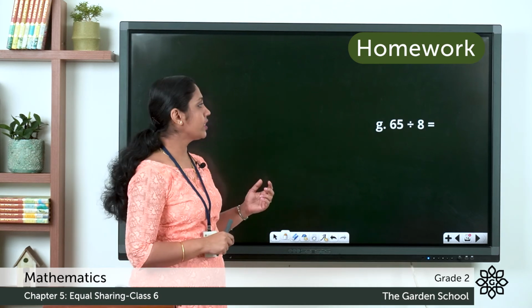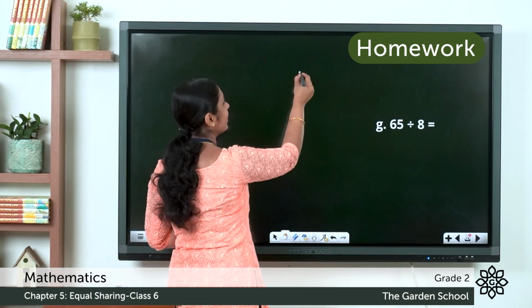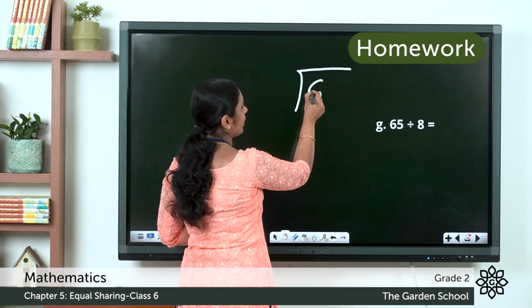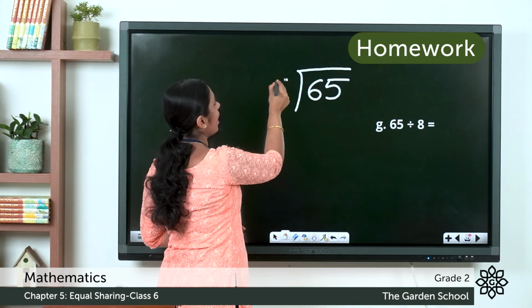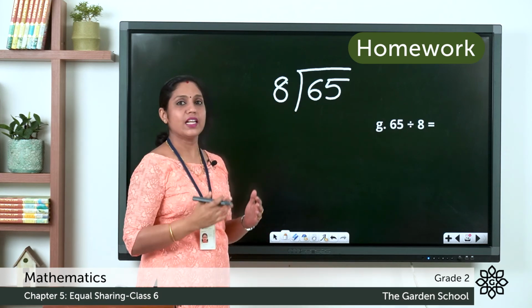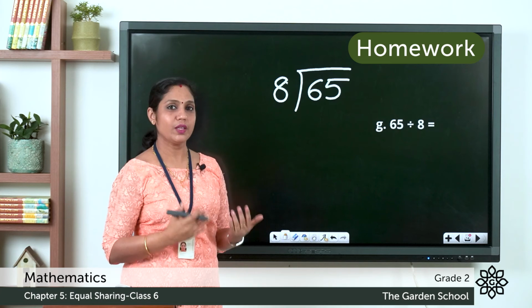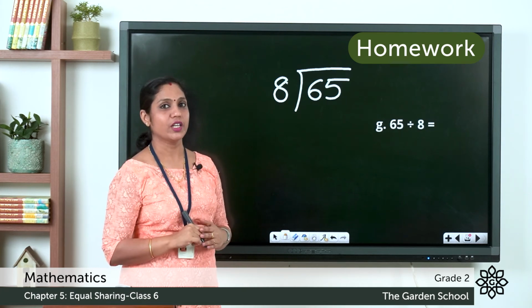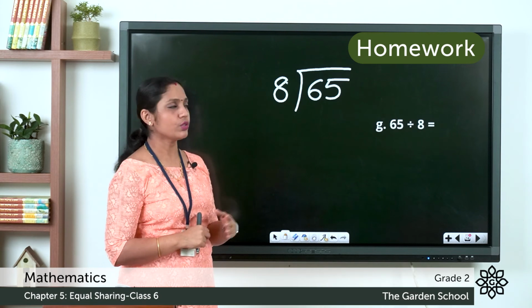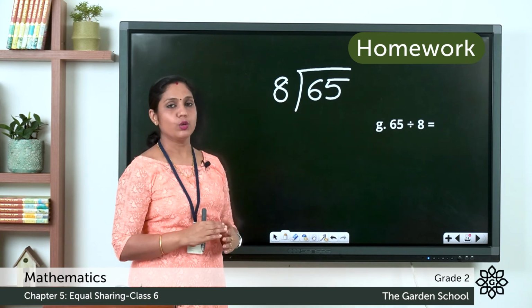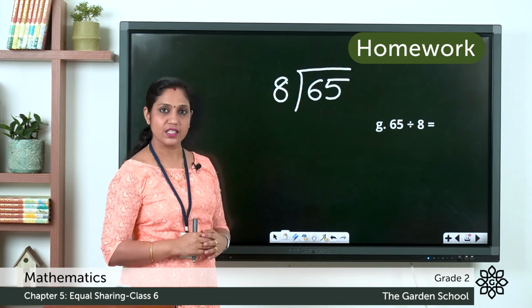Next we have question number G, 65 divided by 8. So let's write 65 as the dividend inside the line and 8 as the divisor outside the line. So now let's check the table of 8. Always you have to be thorough with the multiplication table when doing the division. So 8 8s are 64, 8 9s are 72. So did you get the number 65? No. So let's take the number just before 65. That is 8 8s are 64.